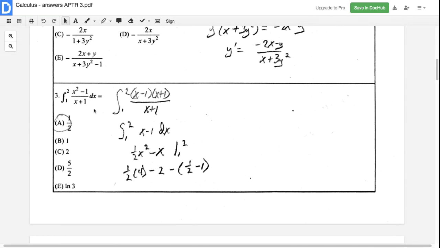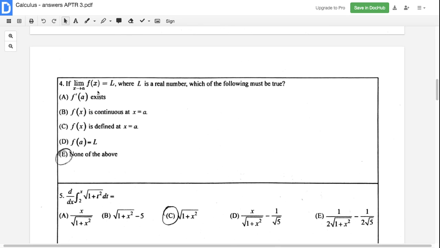On 3, to work this out, we want to factor x squared minus 1. That's x minus 1, x plus 1 over x plus 1. The x plus 1's cancel, gives me x minus 1. I integrate both of those. I plug in 2 and 1. We end up with 1/2 as our answer.